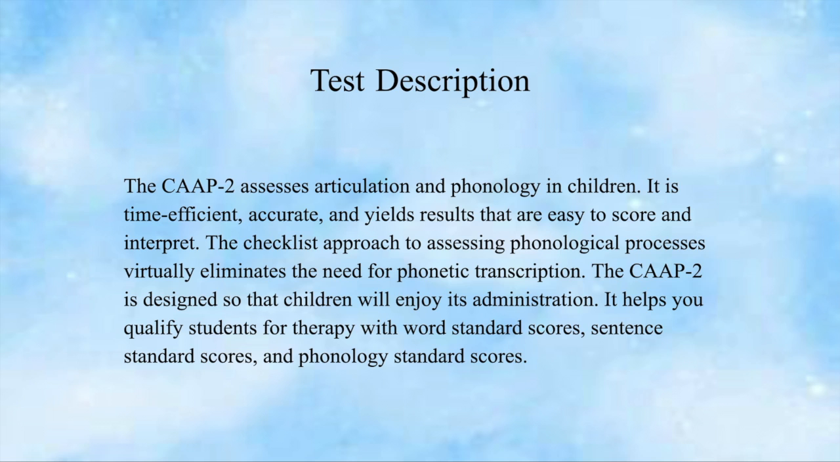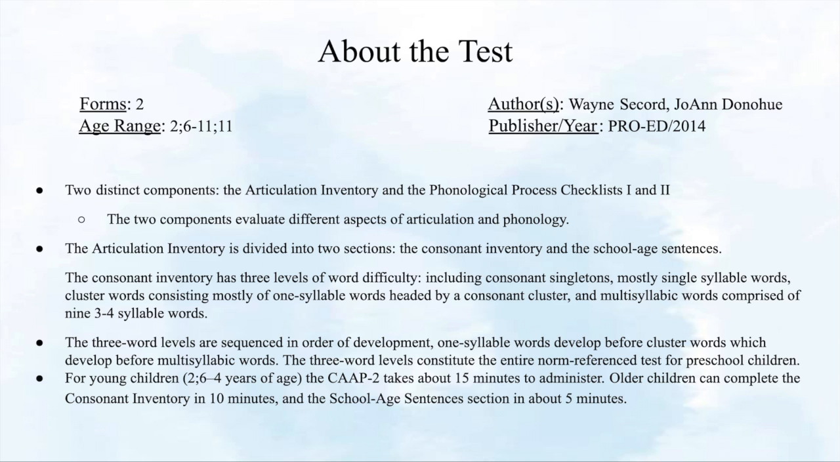The CAAP-2 is designed so that children will enjoy its administration, and it also helps you to qualify students for therapy with word standard scores, sentence standard scores, and phonology standard scores. So the test has two forms that you'll fill out. The ages range from 2 years and 6 months to 11 years and 11 months, so almost till 12. And then the authors are Wayne Secord and Joanne Donahue in the year of 2014.